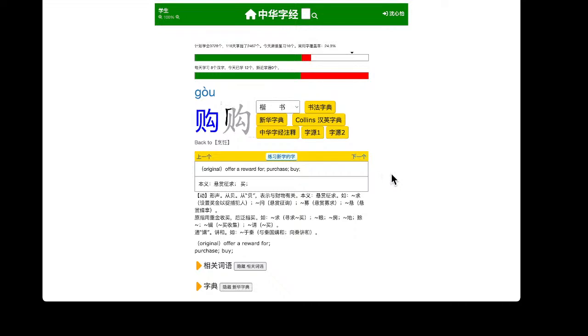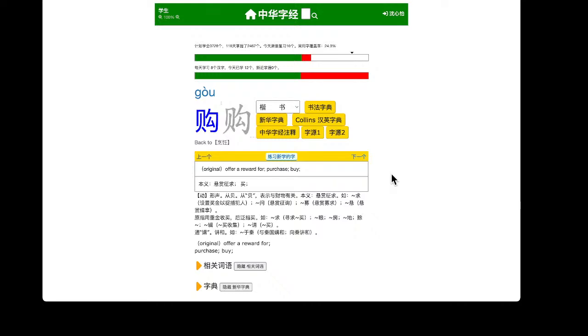Next one, 购. Okay, 购 originally means offer a reward for something. Usually for what? Usually for capturing criminals, or gather great ideas to solve some problems. Okay, so this is for that type of thing. Originally, it's that meaning.